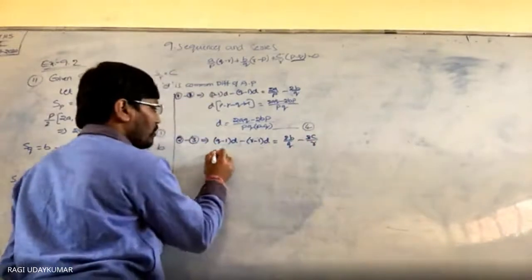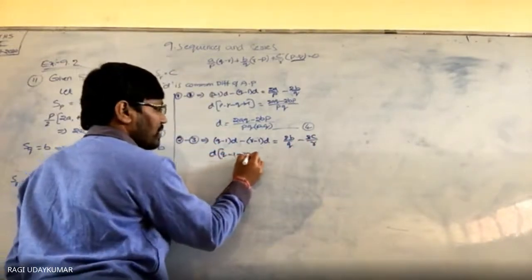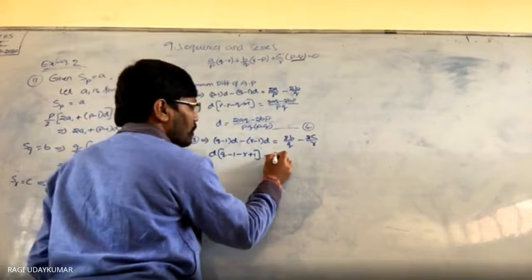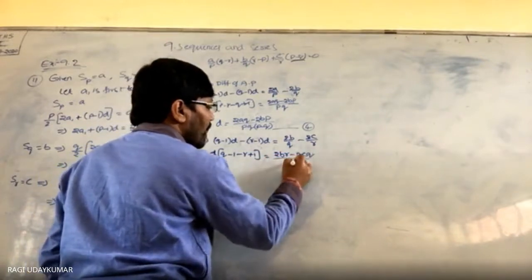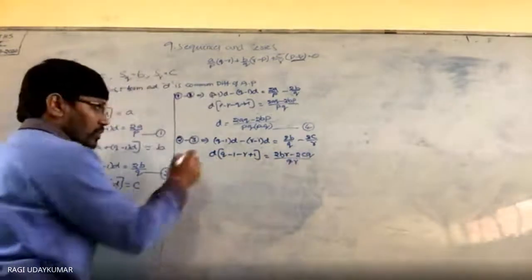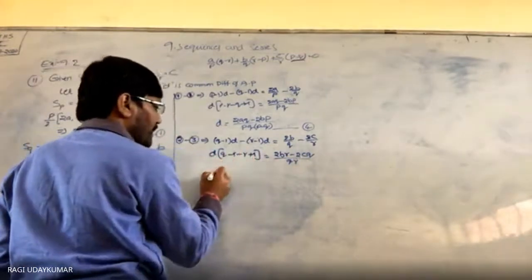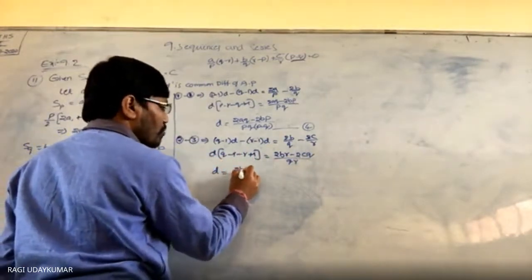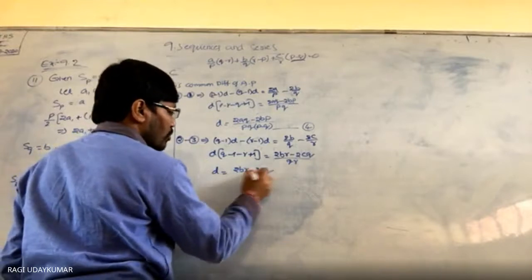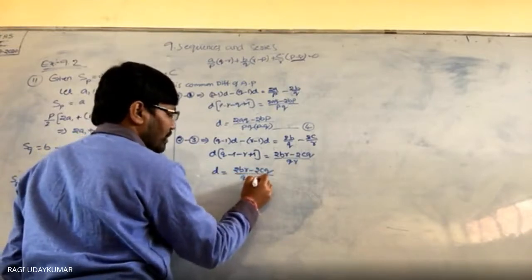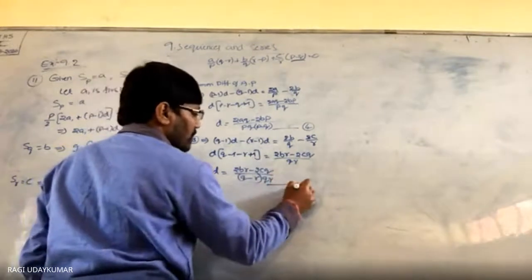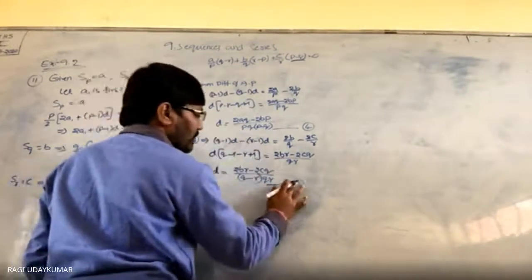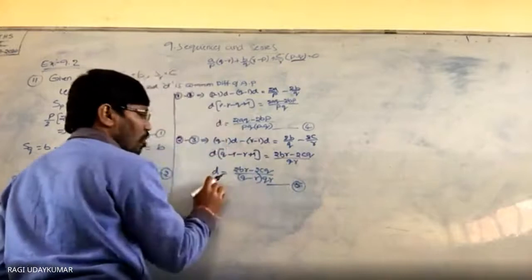So taking d common, q minus 1 minus r plus 1 is equal to 2br minus 2cq by qr. So this plus 1 minus 1 will get cancelled, q minus r. So 2br minus 2cq by q minus r, into qr. Now here this is common, sorry, 5. This is the common difference, this is the common difference.